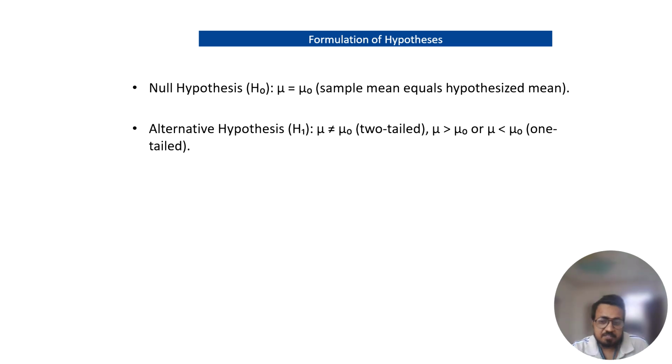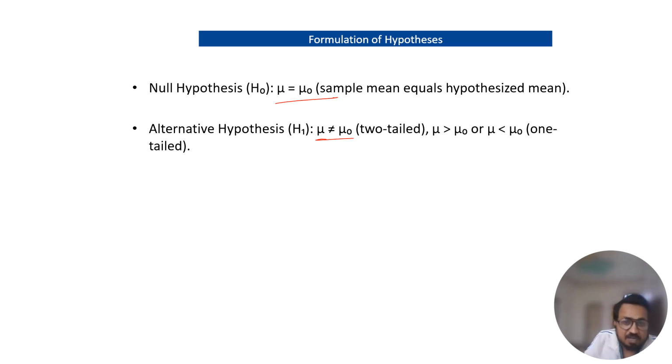Now we discuss the formulation of the hypothesis. As we have discussed in the previous lecture, first we determine the null hypothesis. We take the null hypothesis as mu equal to mu naught, that is, the population mean equals the hypothesized mean. Then we take the alternative hypothesis, mu not equal to mu naught, for the two tail test. For a one tail test, that is right tail or left tail, we take mu strictly greater than mu naught or mu strictly less than mu naught. So we take the alternative hypothesis like this.